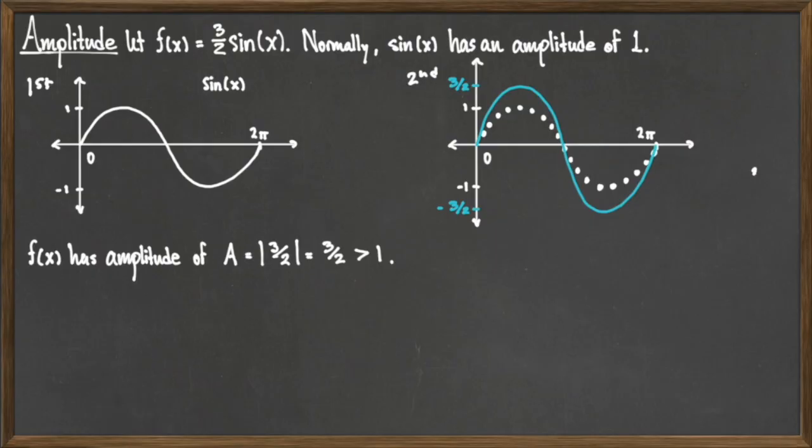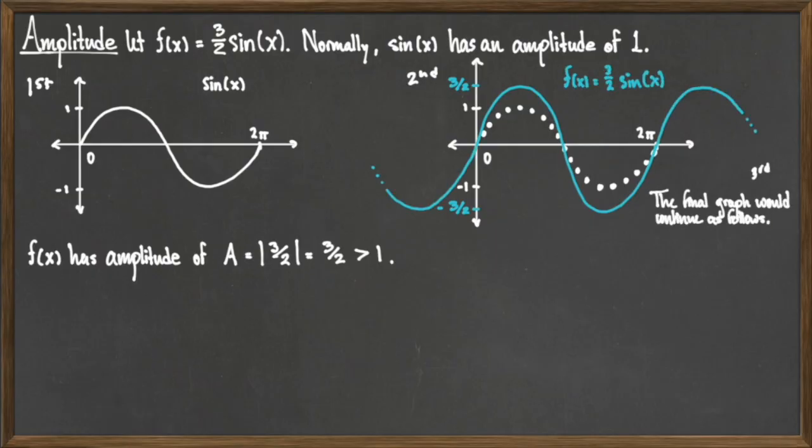So to continue the pattern, I can just draw it in the following way. I can continue that curve on the left and right and just give it some dotted lines to say that this shape just continues forever. And this is going to be the graph of f of x equals 3/2 sine of x.